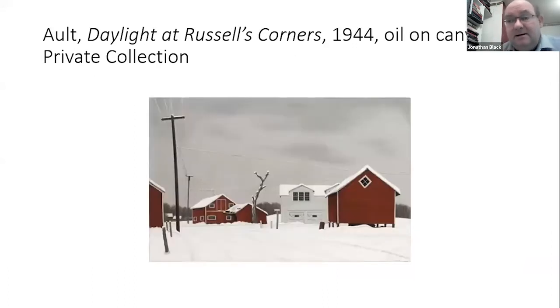Then he painted the corners in daylight, and they seem even bleaker, in daylight and under snow in 1944, by which time, of course, the war was well and truly unfolding around them. There's no reference at all in his work at the time to the war, but he was very much conscious of the fact that he was 4F and unable to participate.